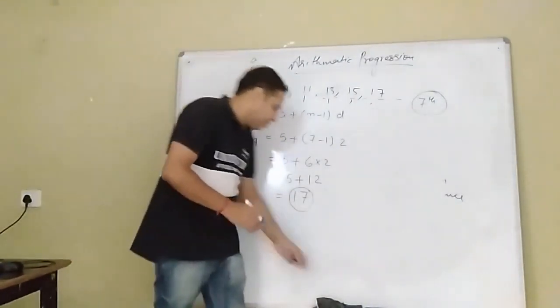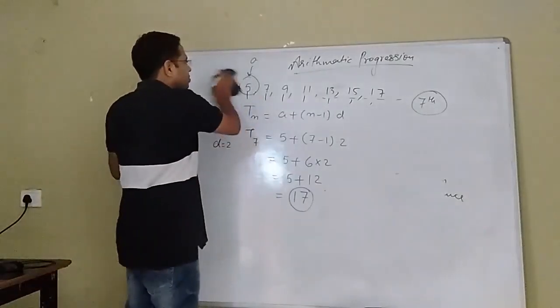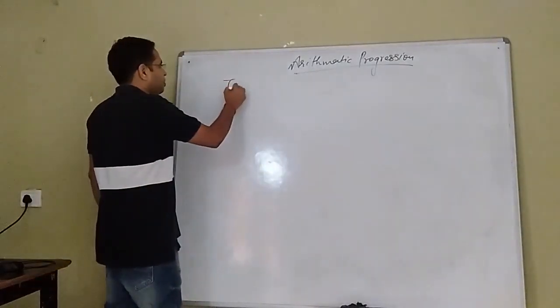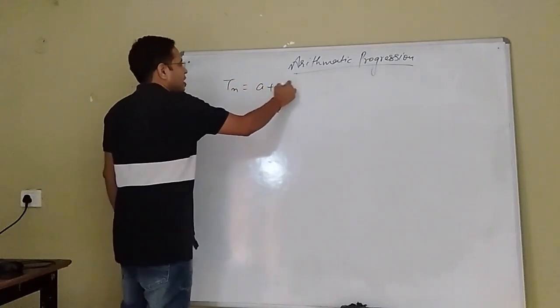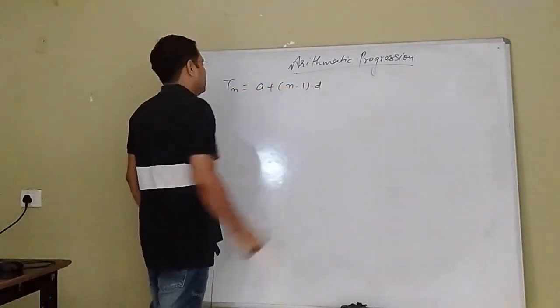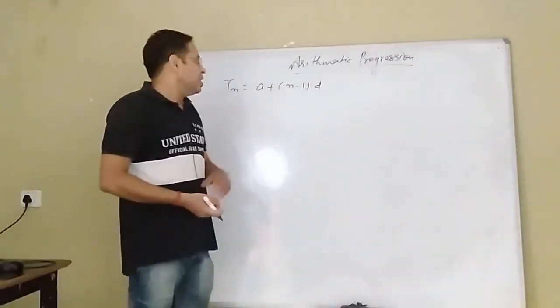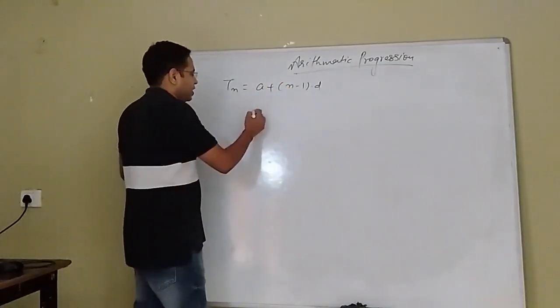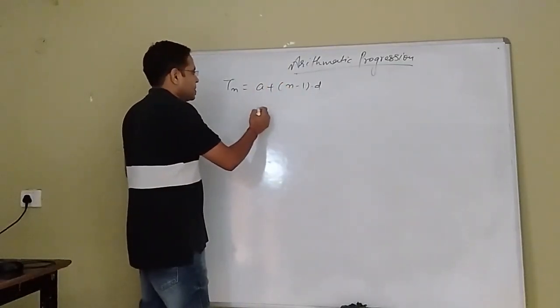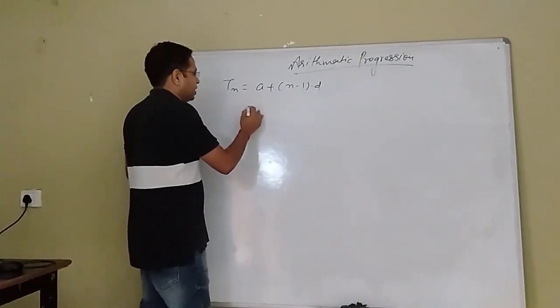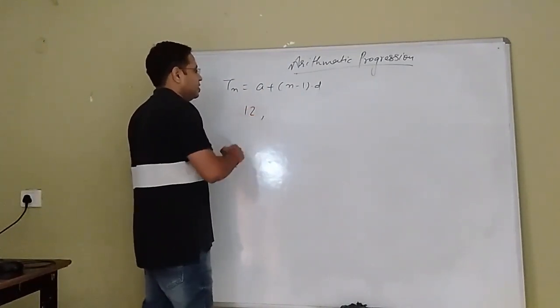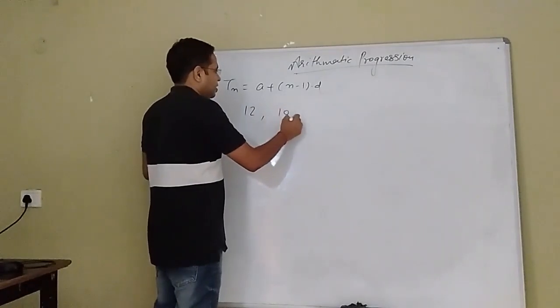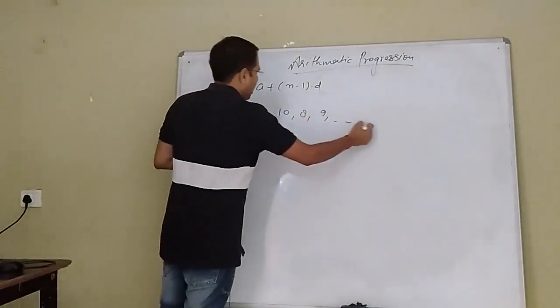Okay, let's see a few more examples. This formula will be used throughout: a plus n minus 1 into d. The formula to find out the nth term of a sequence. Now let's see, if I consider an AP, for example, okay, where should we start? 12, then 10, 8, 6 and so on.